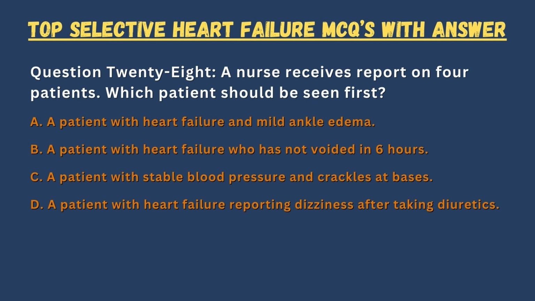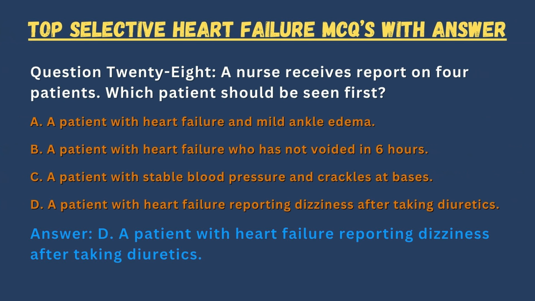Question 28. A nurse receives report on 4 patients. Which patient should be seen first? A. A patient with heart failure and mild ankle edema. B. A patient with heart failure who has not voided in 6 hours. C. A patient with stable blood pressure and crackles at bases. D. A patient with heart failure reporting dizziness after taking diuretics. Answer: D. A patient with heart failure reporting dizziness after taking diuretics.